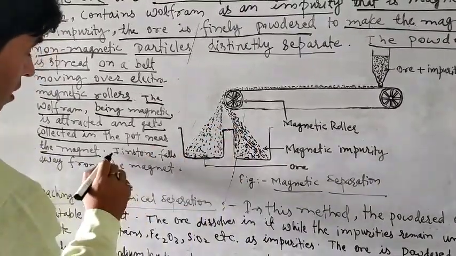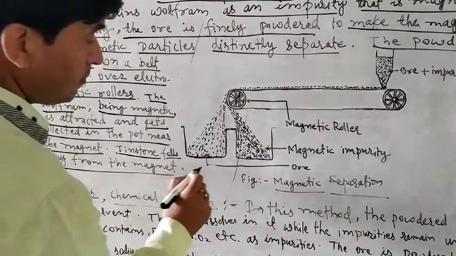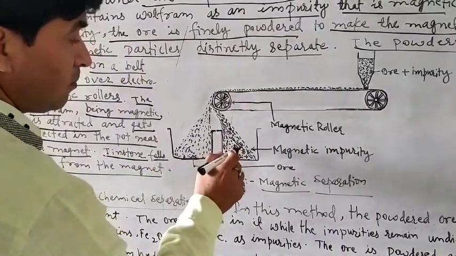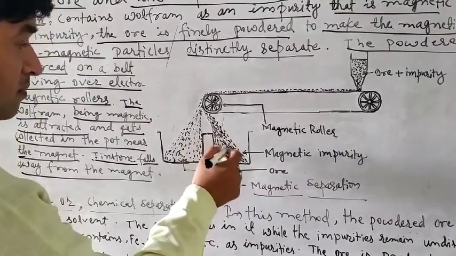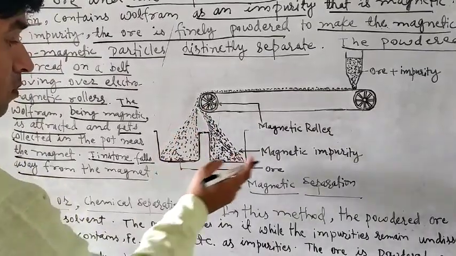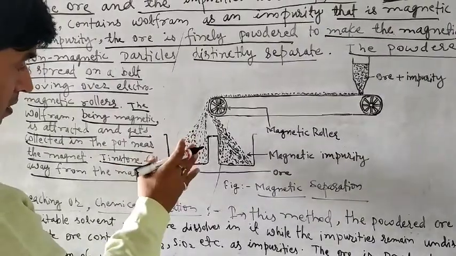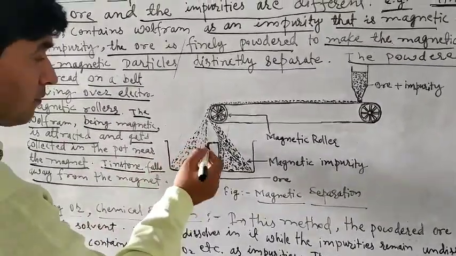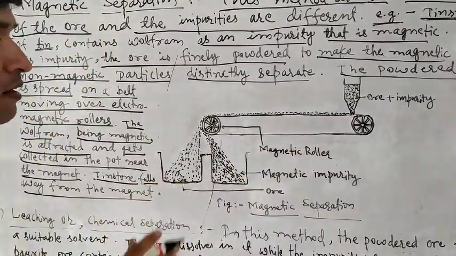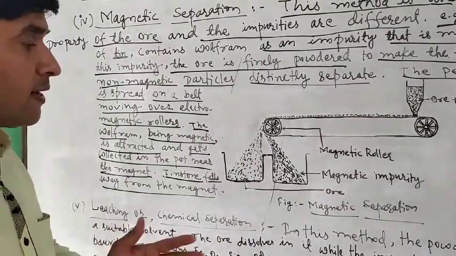On the other hand, tin stone falls away from the magnet. This is the tin stone, and this is the impurity wolfram. Wolfram is magnetic, so it gets collected near the roller, and the ore that is not magnetic gets deflected away from the roller. So in this process we can separate magnetic or non-magnetic ore or impurities from one another.